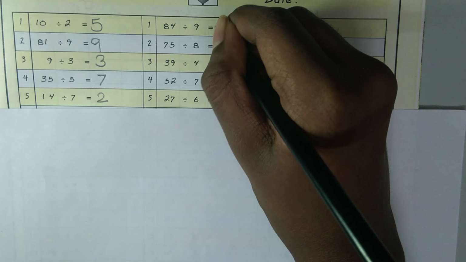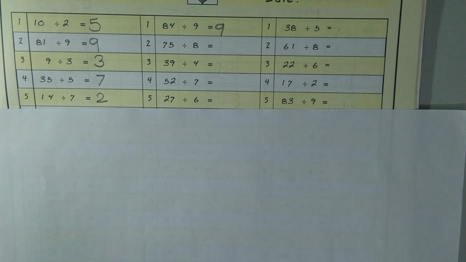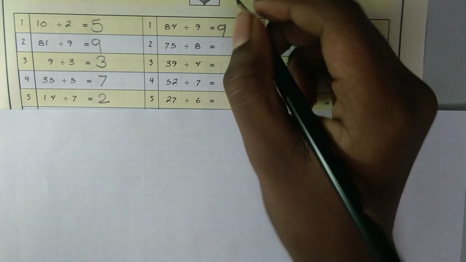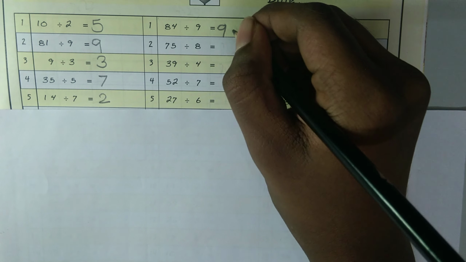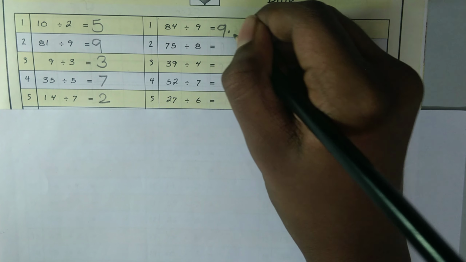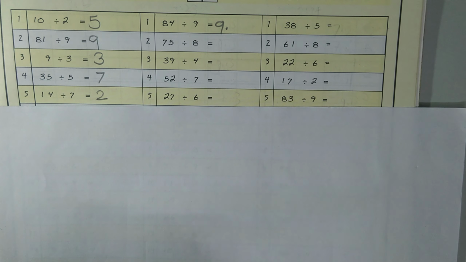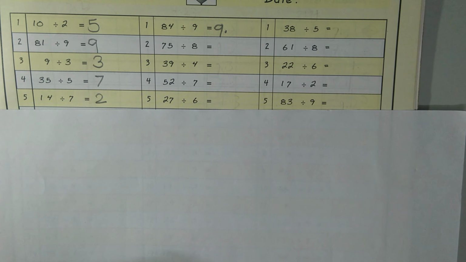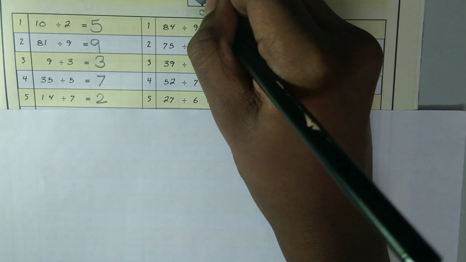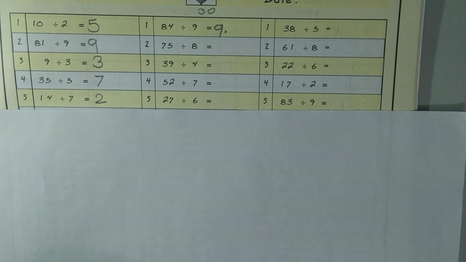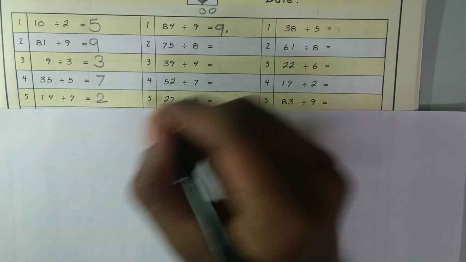So 9 nines are 81. And we know that this is not the correct answer. 3 more are remaining. So our remainder is 3. So we have to keep a point. Now we have to keep a 0 beside 3. You can even write it somewhere if you want. But moving on, writing is not a good practice because we can't write everywhere.